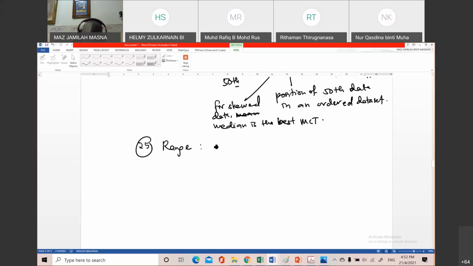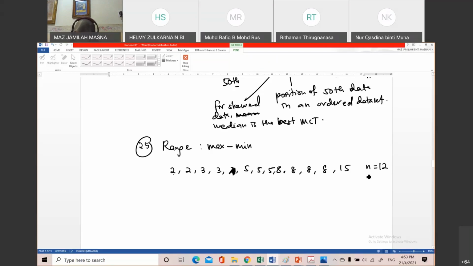Okay, thank you for the answer. Good try. Now, range is the maximum value minus the minimum value. If you are talking about a data set with 2, 2, 3, 3, 3, 5, 5, 5, 5, 8, 8, 8, 8, 15, how many n here? 1, 2, 3, 4, 5, 6, 7, 8, 9, 10, 11, 12. Minus one, so you get 12 here.